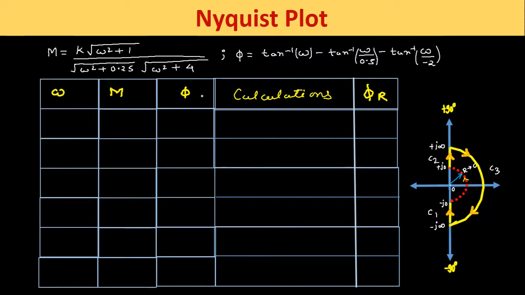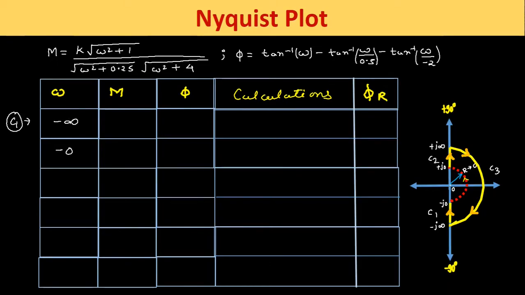After finding the magnitude and phase angle from the equation of G(s)H(s), we have to find out the magnitude and phase values for the sections C1, C2, C3 individually. So first we will take C1 section. For C1 section starting point is minus j infinity, so omega we will take minus infinity here, and ending point is minus j0, so omega will be equal to minus 0 here.